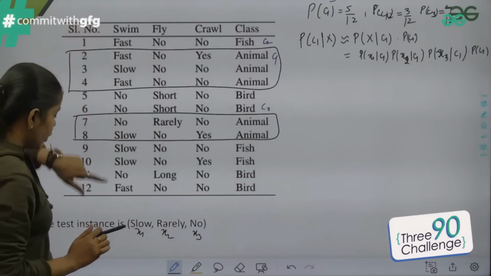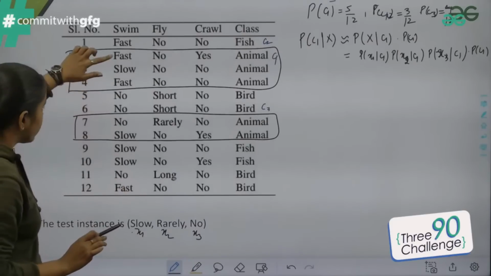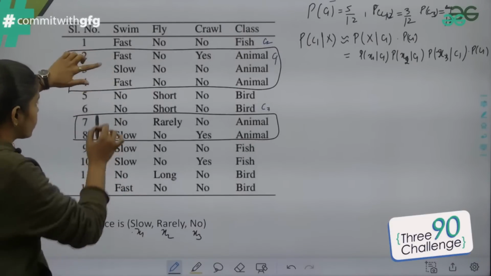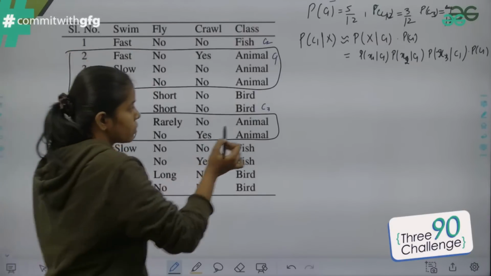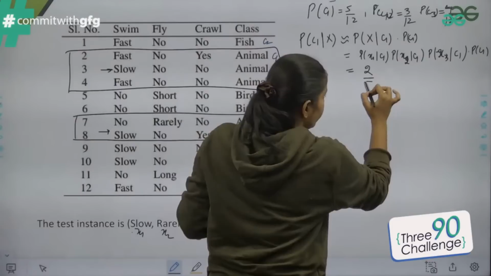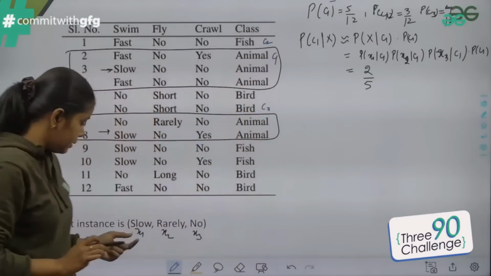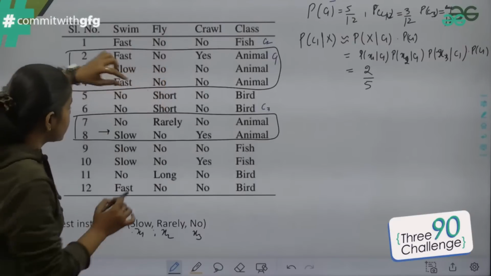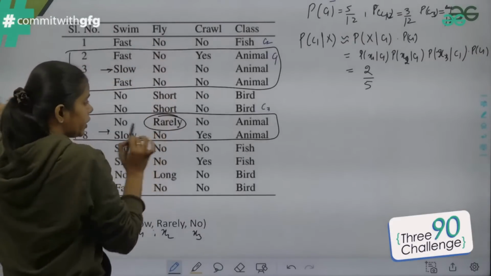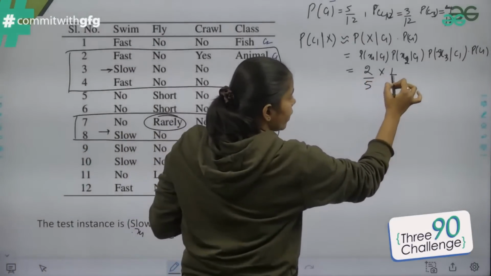Out of the swim option, I want the probability of x1. I can see that slow is here and slow is here. So out of 5, we have 2 slows. That means the probability would become 2 by 5. For x2 given c1, x2 is rarely. Let's check that. We have only one rarely out of these 5 options, so that means 1 by 5.